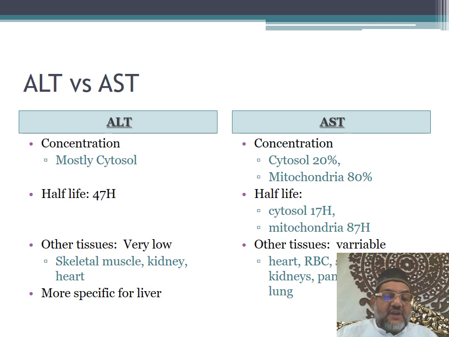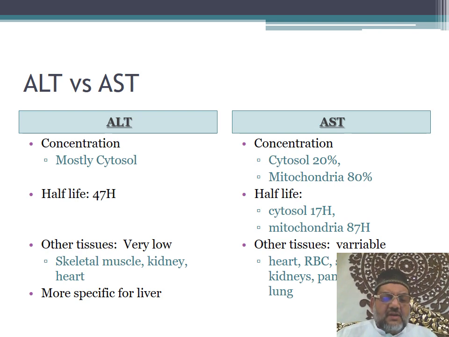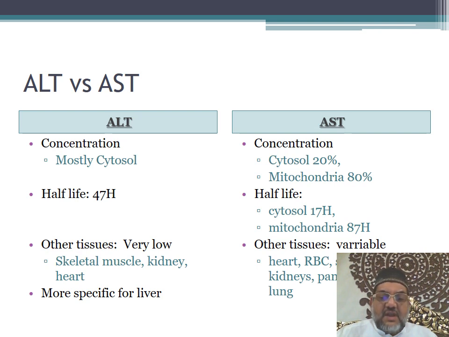ALT is mostly in the cytosol. Its half-life is around 47 hours. It's very specific to the liver. AST is found in the cytosol as well as in the mitochondria. Half-life is around 17 hours in the cytosol, and in mitochondria it is 7 hours. It is also released from the heart, red blood cells, pancreas, gut, kidneys and lungs. So it's not very specific to the liver.